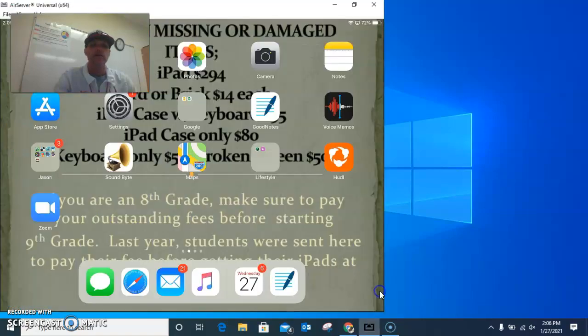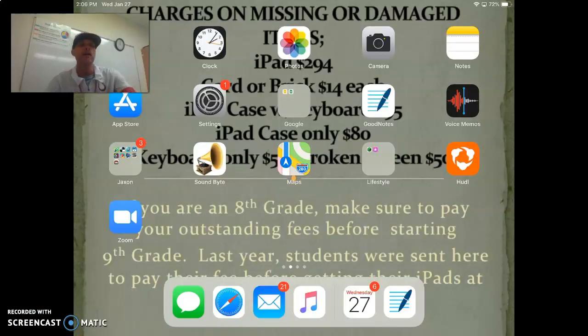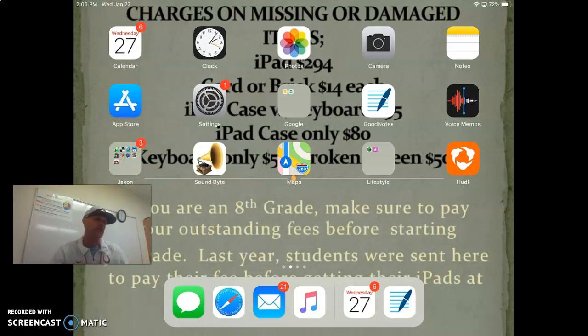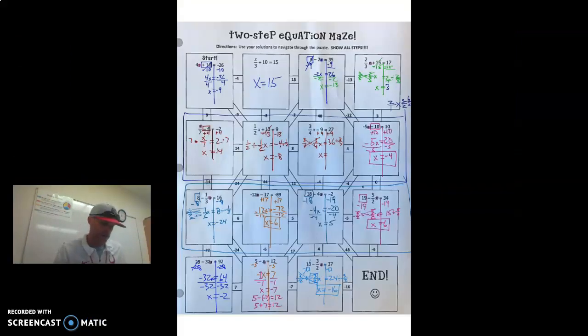All right, our notes for today is going to be graphing inequalities. Okay. So first, let's look at what an inequality is. Okay, let me see if I can get a blank piece of paper. So your title is graphing inequalities.